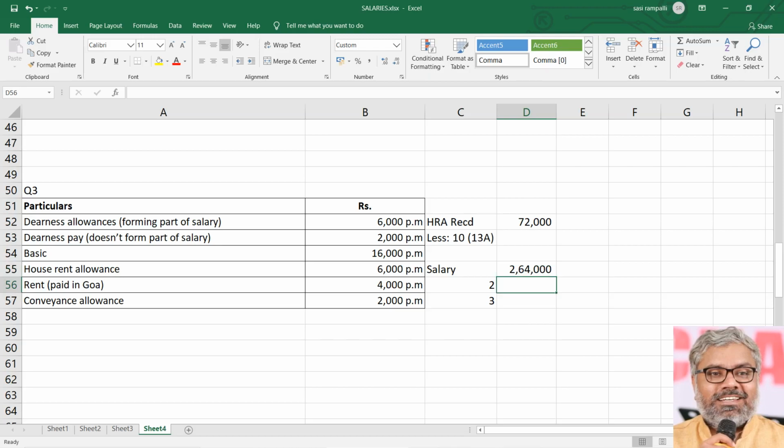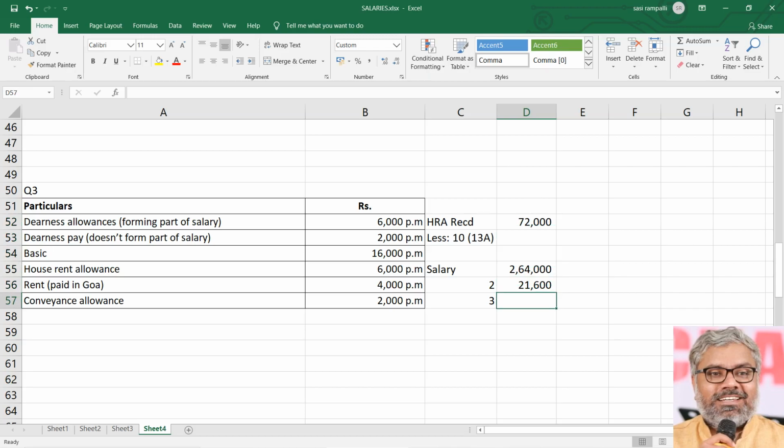Then once we have that, rent paid minus 10% of salary. Rent paid is how much? 4,000 per month means 48,000. Minus 10% of salary, which is 26,400. So that is the second calculation. Anyway, HRA received already, we know that.